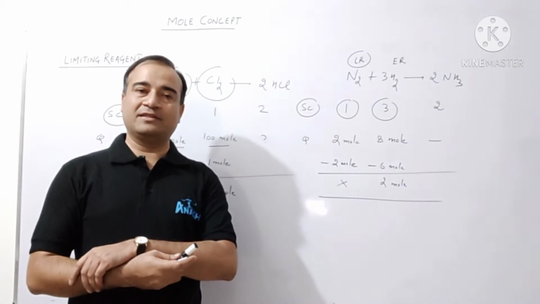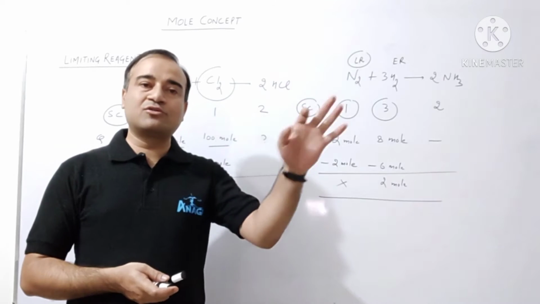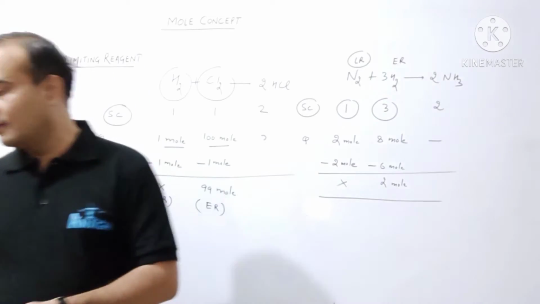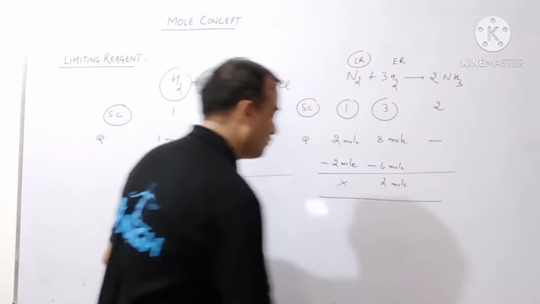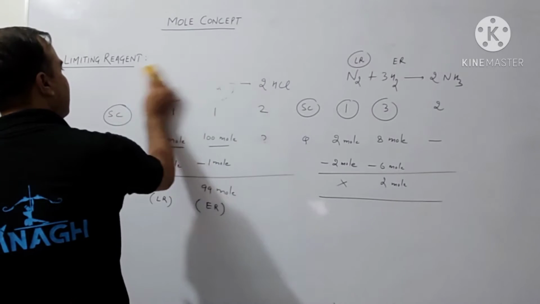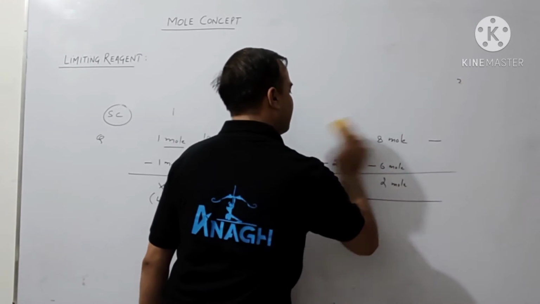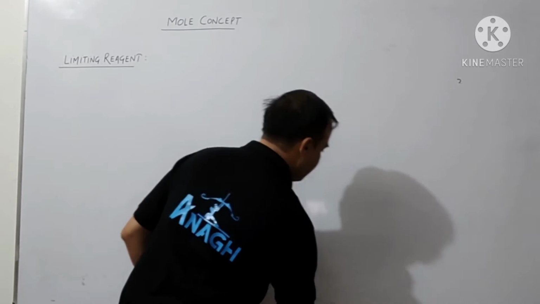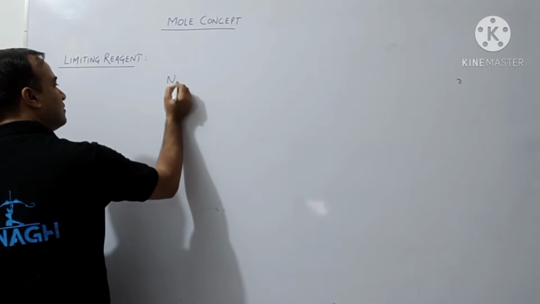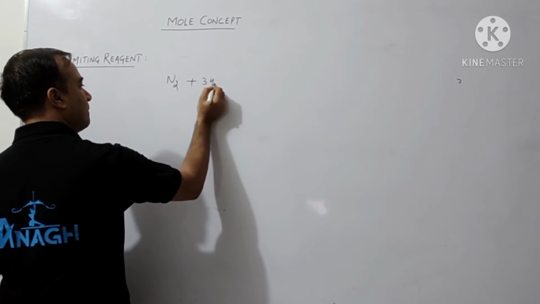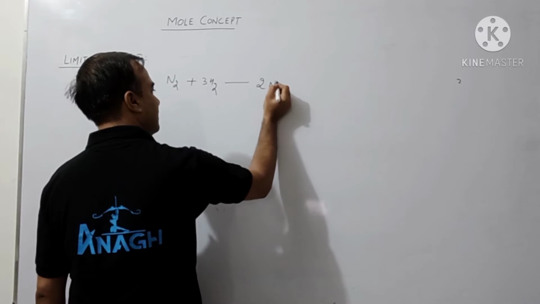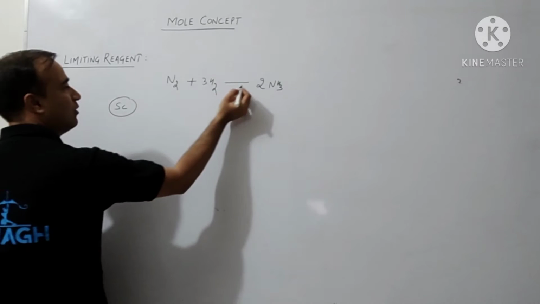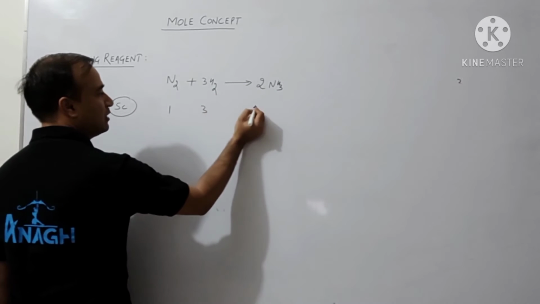We have one another way also in order to determine the limiting and excess reagent. Let us see. There are two coefficients in the case of two reactants X and Y, with the help of which I can determine which reagent is the limiting reagent and which is the excess reagent. Let us see. Suppose for the previous reaction N2 plus 3H2 gives 2NH3, the stoichiometric coefficients of nitrogen, hydrogen and ammonia are 1:3:2.